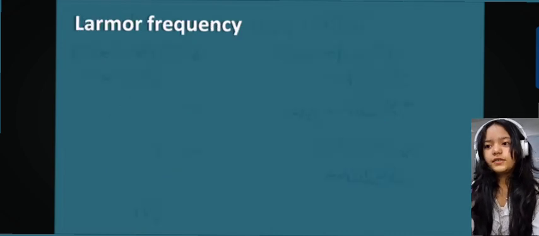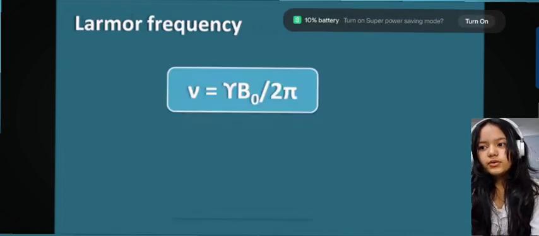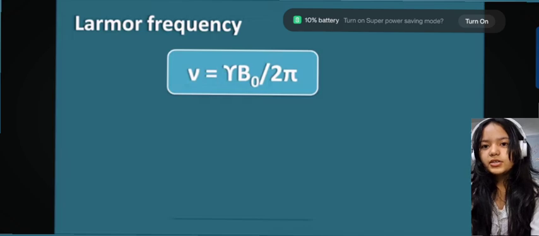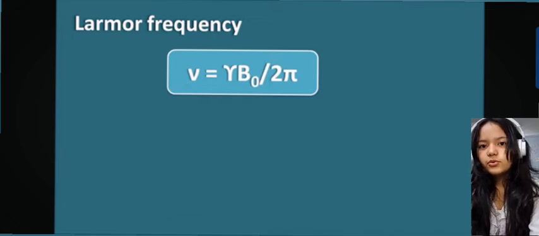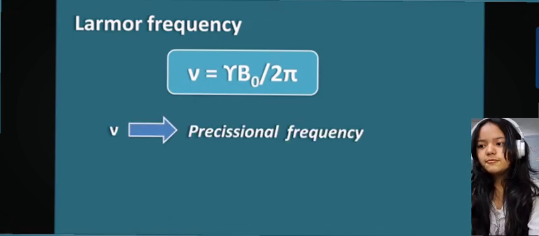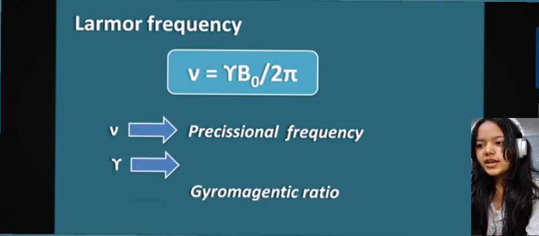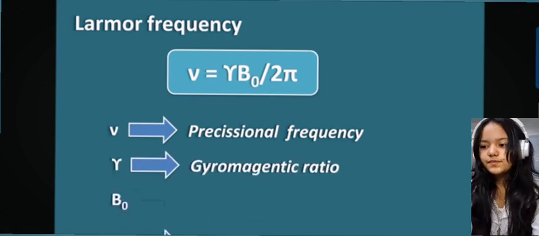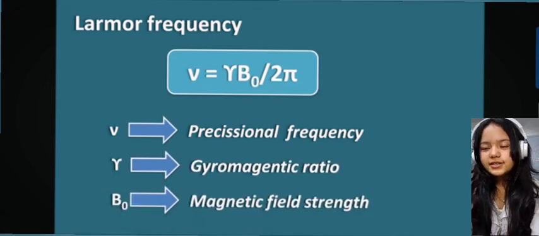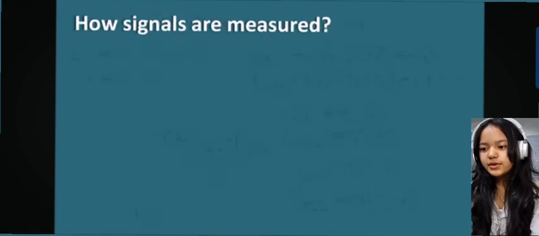So what is the Larmor frequency? nu is equal to gamma B naught by 2 pi, where nu is known as the Larmor frequency, and it is also known as precessional frequency. Now let's see how the signals are measured in NMR spectroscopy.